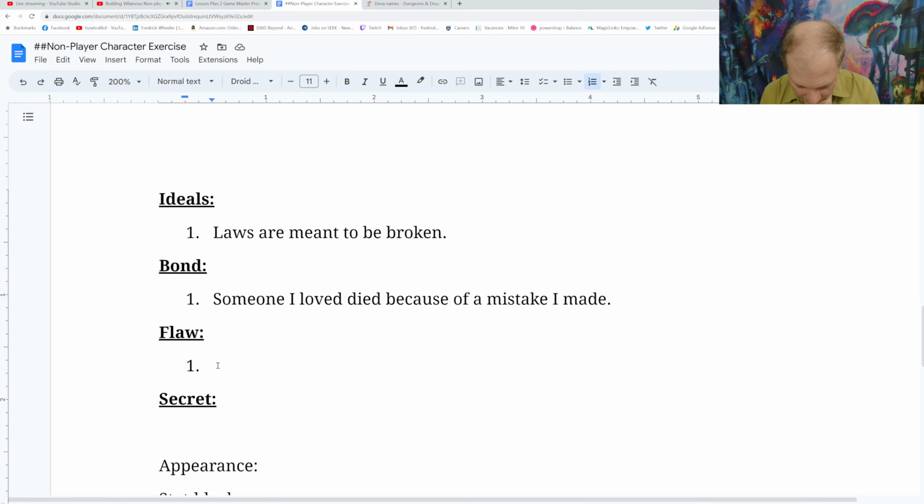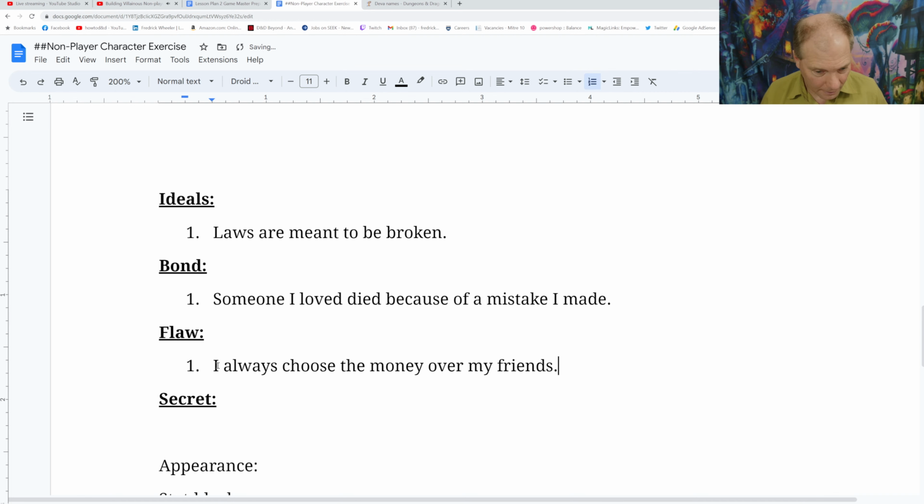And then Damon, you got a 2. So I'm going to use the 2 over here for the flaw. And what is our flaw? Number 2 comes out as, when faced with the choice between money and my friends, I choose the money. I always choose the money over my friends. That's probably where it needs to be.